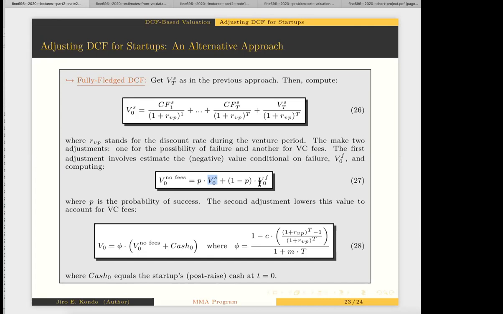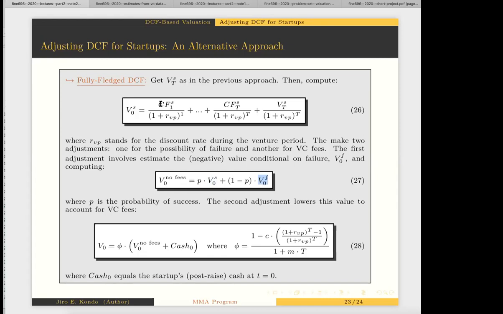That would likely be too high an estimate of value conditional on failure, because we would expect that a startup that eventually fails actually has negative value today, because between now and its eventual failure, we would expect the startup to be losing money. So it would actually destroy value. So the question is, how negative would we expect this value to be?